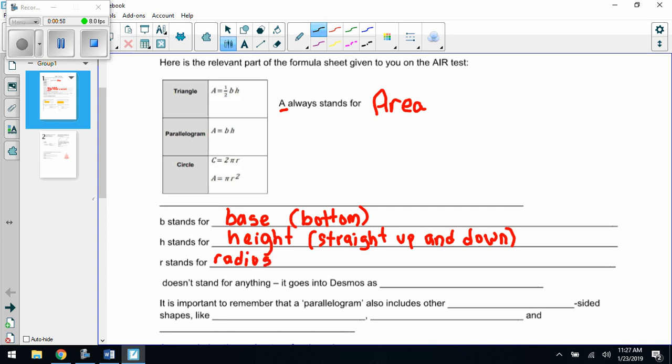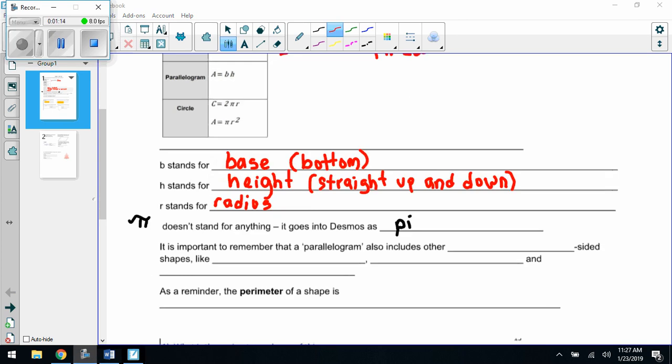And if you would, over to the left of this next note, draw in the pi symbol. The pi symbol doesn't really stand for anything. It just goes into Desmos as pi, which you would use the letters P and I. It's important to remember that a parallelogram also includes other four-sided shapes. And some of those we'll be looking at include squares, rectangles, and rhombuses.